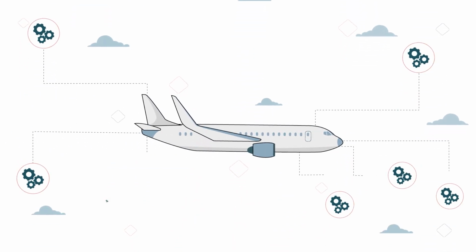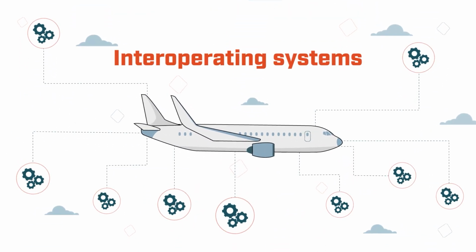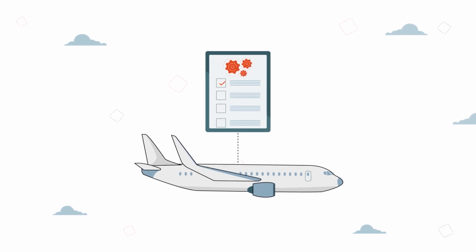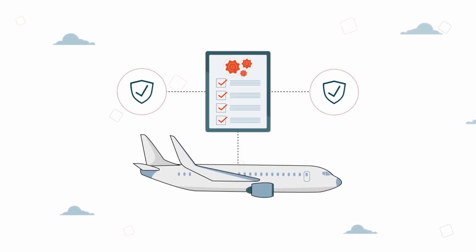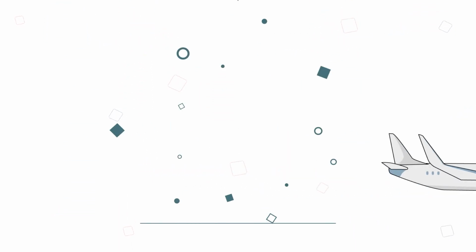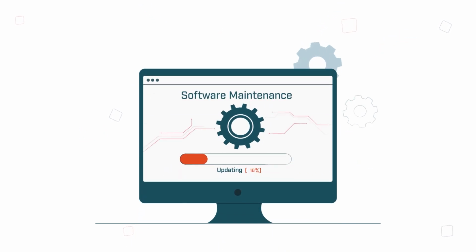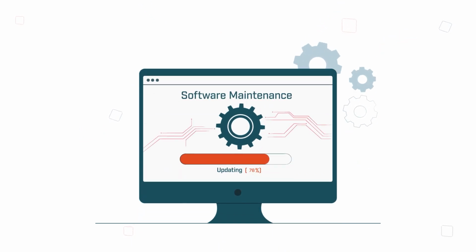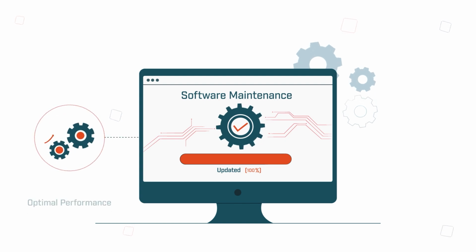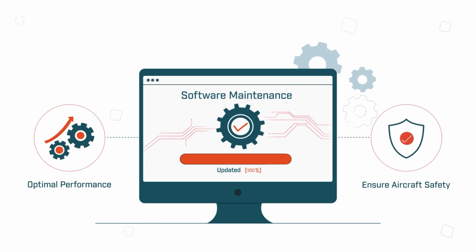Modern-day aircraft consist of many interoperating systems. Just as an aircraft must undergo routine maintenance updates to ensure airworthiness, so must these vital systems undergo routine software maintenance updates, and frequently, to ensure optimal performance and aircraft safety.